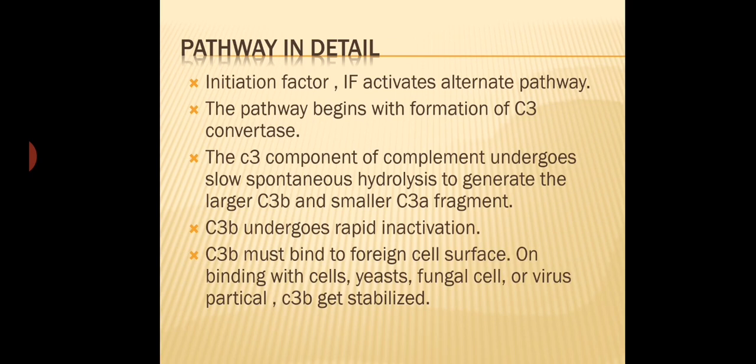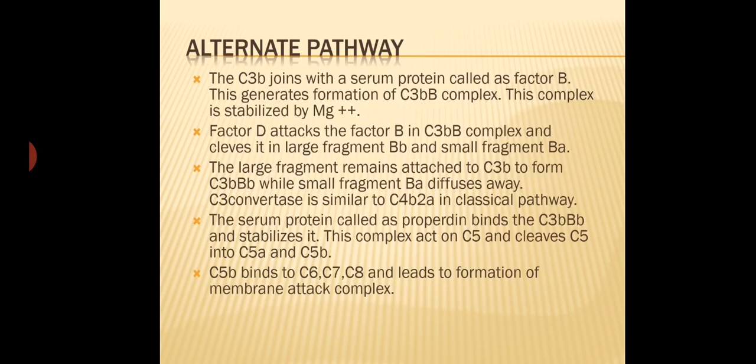So through this, foreign cell particles there is a binding of C3b component and later on it will get stabilized. Now the C3b joins with the serum protein called factor B. So C3b joins with the factor B. There is a generation of C3bB complex. C3bB complex is formed, and this complex now will get stabilized by magnesium ions.